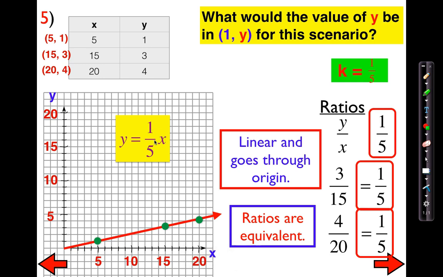So what would the value of y be in 1 comma y for this scenario? Remember, it's written as 1 comma k. I know what k is, so it should be written as 1 comma 1/5.